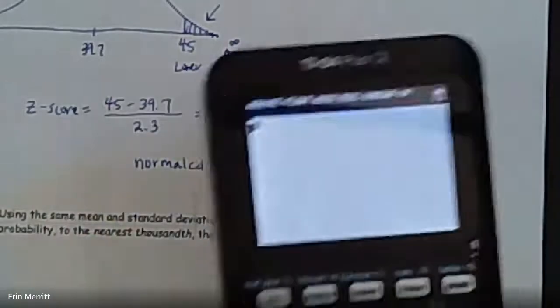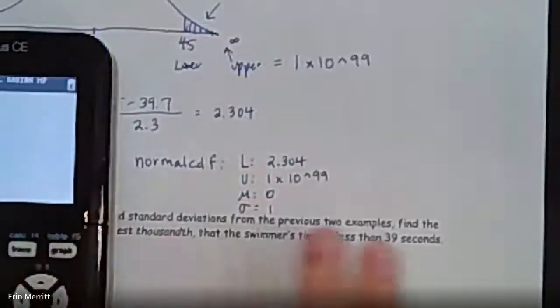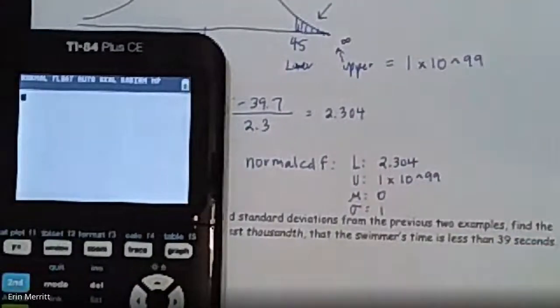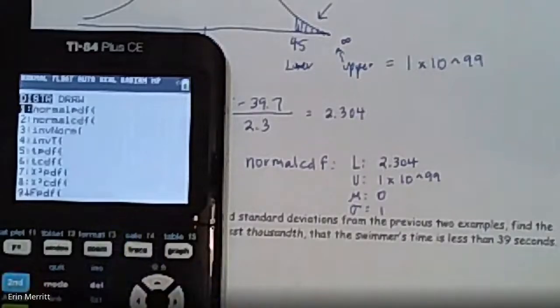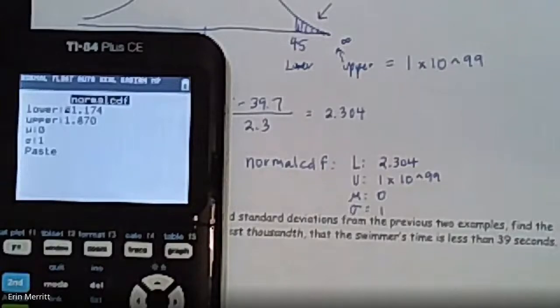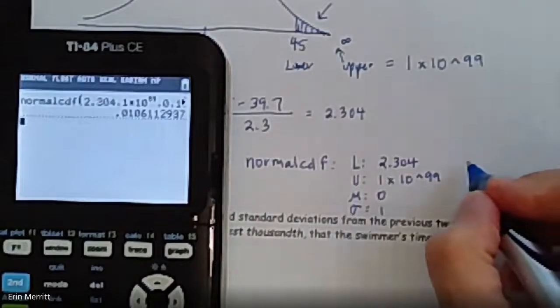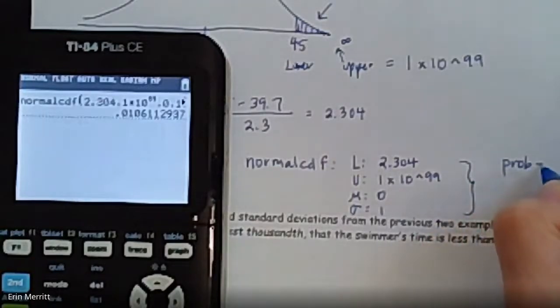So over here, I'm going to see if I can get all this on the screen so you guys can see. There we go. We're going to go to second, vars, choose normal CDF. So that's 2. And now I'm going to type right over. So 2.304 is the lower bound. The upper bound, 1 times 10, raise it to the 99th power. So use your caret key, and then keep the 0 and 1. And then paste it. Hit enter, and the probability comes out as 0.0106 and so on.